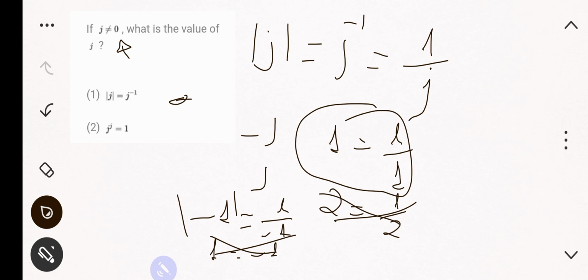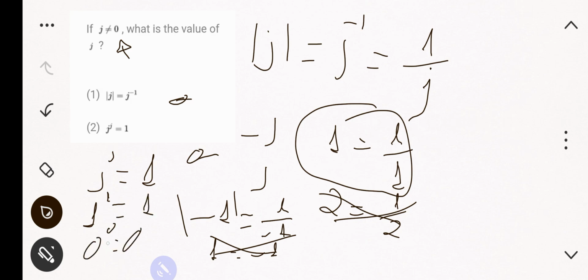In the second statement, we have that j to the power of j equals 1. And the only numbers that can make this true are j equals 1 or 0, because any number elevated to 0 equals 1, but the statement says that j is different than 0, so we have j equals 1. We could find this in this statement and in this statement, so the answer is D.